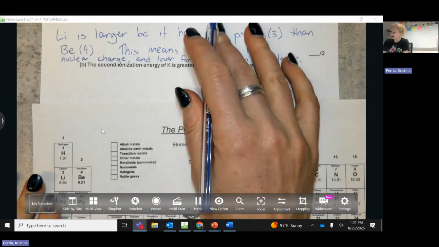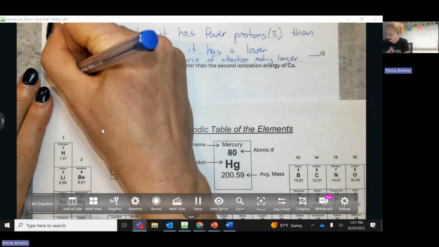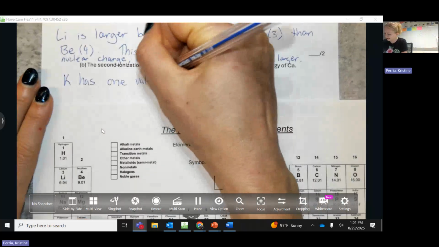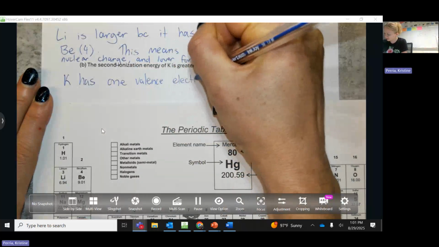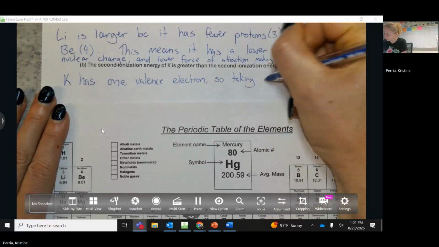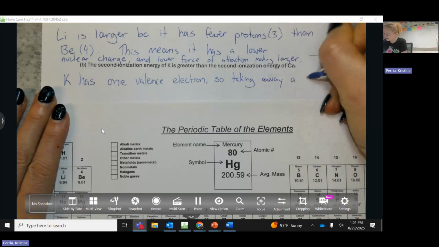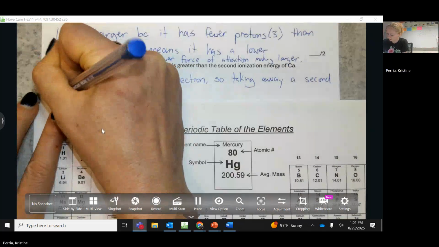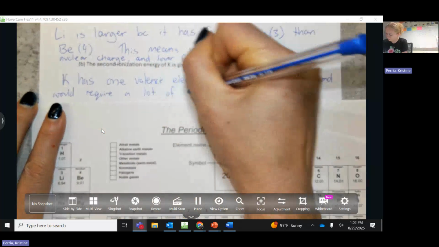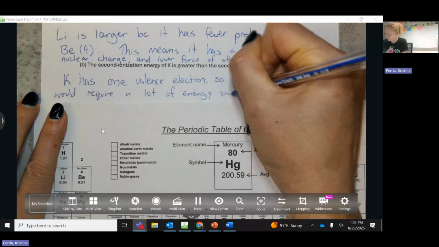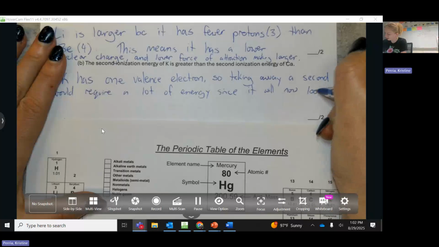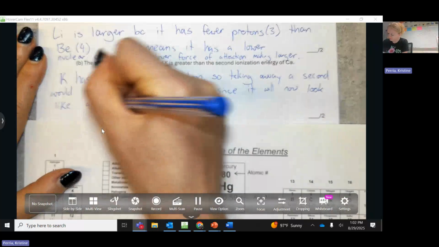So how would we write that? We would say K has 1 valence electron. So taking away a second would require a lot of energy since it will now look like a noble gas.